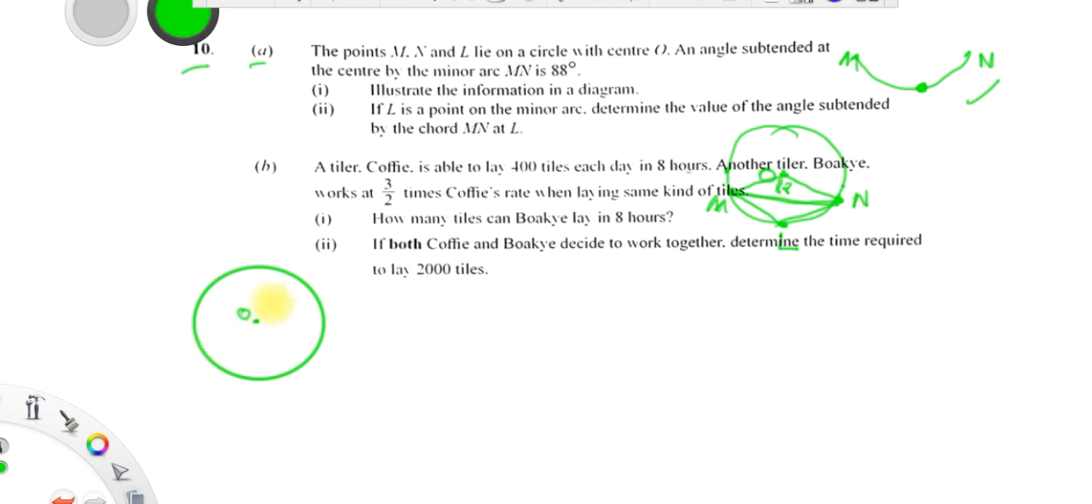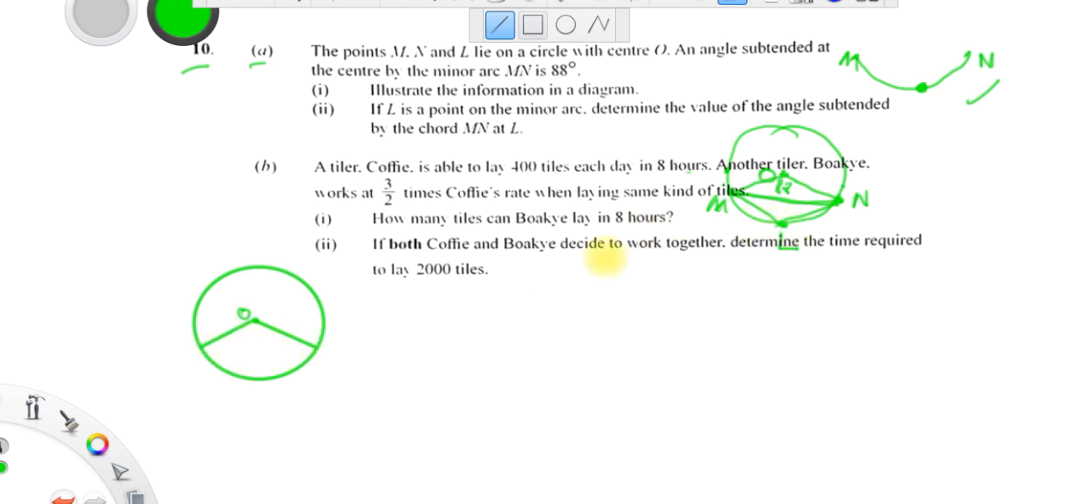And then we have a minor arc. So let us draw the minor arc ML. The arc ML is forming a subtended angle of 88 degrees at the center. Okay, so let us do that. We have this coming here, forming an angle here, and then forming an angle there. It's a minor arc. Yes, and this is what we have.